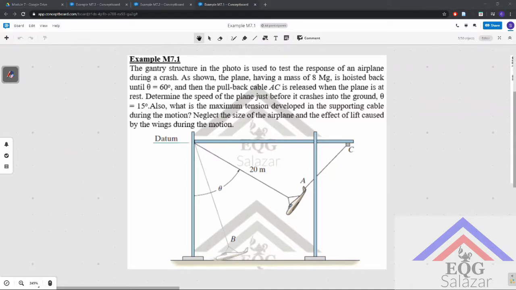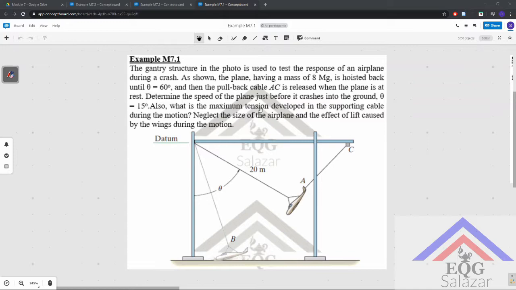Example M7.1, the gantry structure in the photo is used to test the response of an airplane during a crash. So, as shown, the airplane having a mass of 8 megagrams is hoisted back until theta is 60, and then the pullback cable AC is released when the plane is at rest.